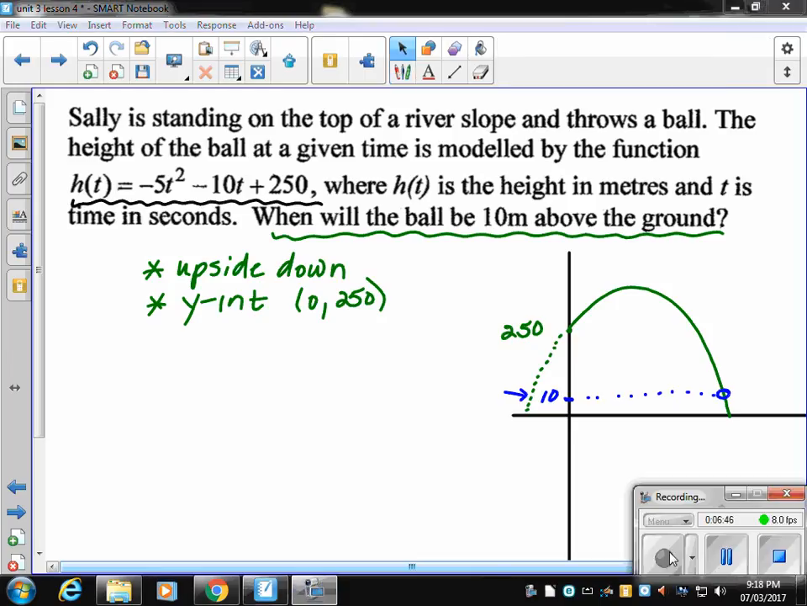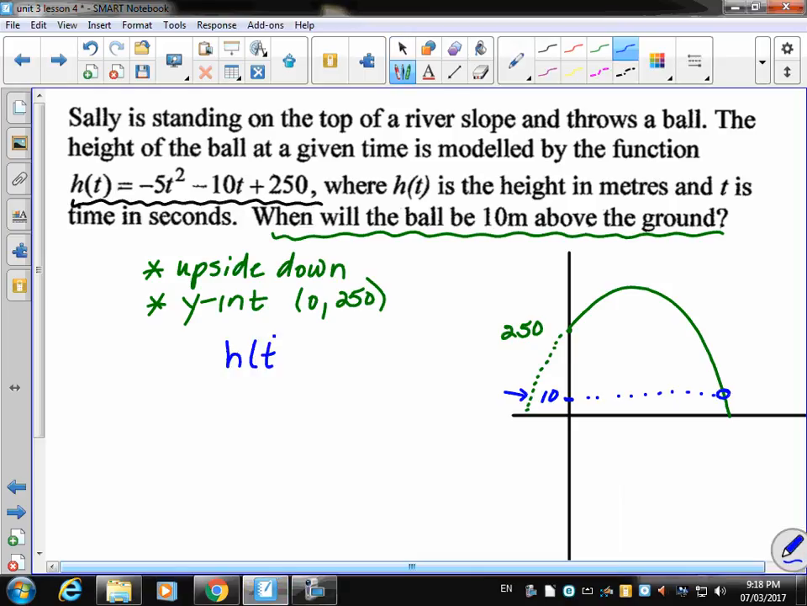We have two strategies. We can use a graphing calculator, and I would like to do that in class because it's given me a little bit of trouble tonight. Or we can do it algebraically if the numbers are nice. So let's give it a go. I want to know when h of t is equal to 10. So I'm going to set that equation equal to 10. When is 10 equal to my parabola?